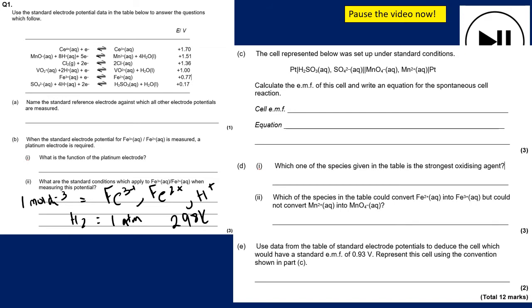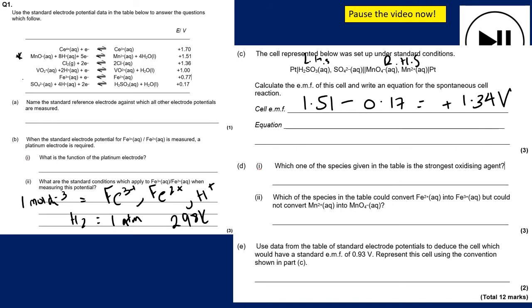Okay, C. So the EMF is the right hand side take away the left hand side. So in this case it's this electrode on the right, which is 1.51, and the left hand electrode is the one at the bottom, so minus 0.17. That comes out at plus 1.34 volts. I'm going to have to make sure I give units here.